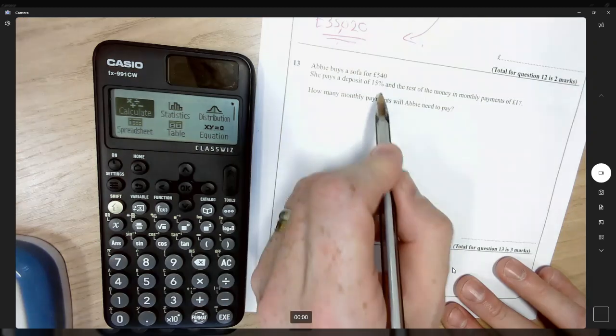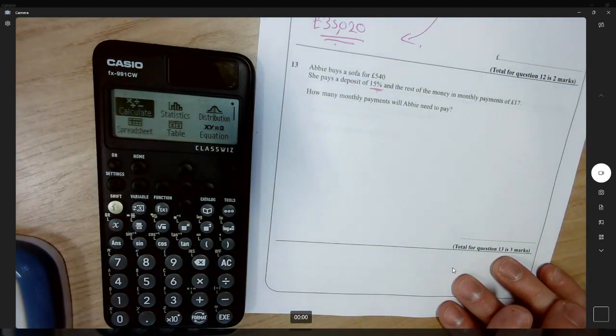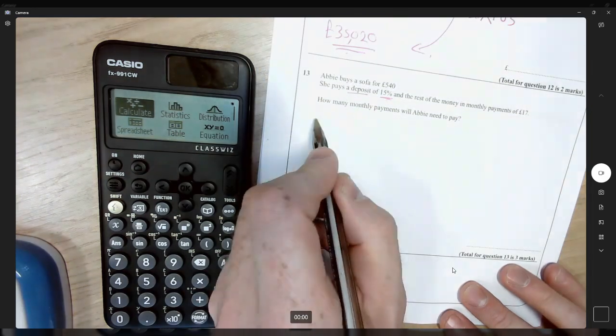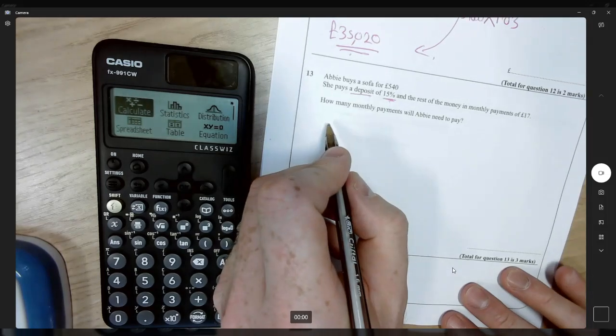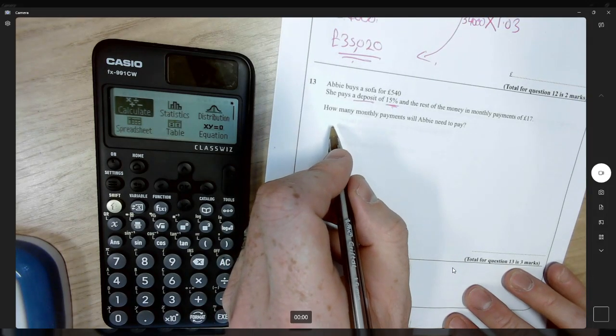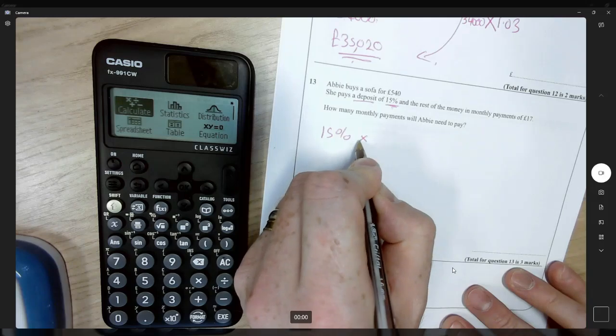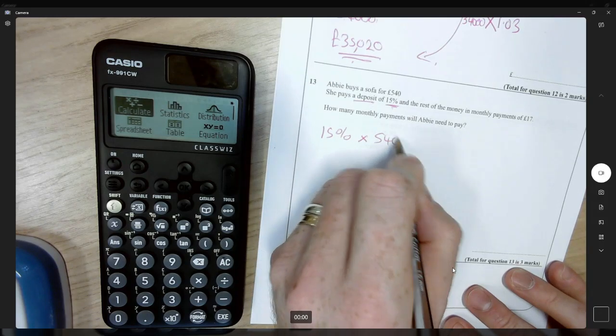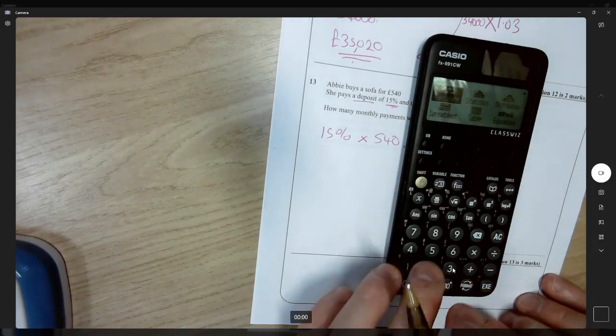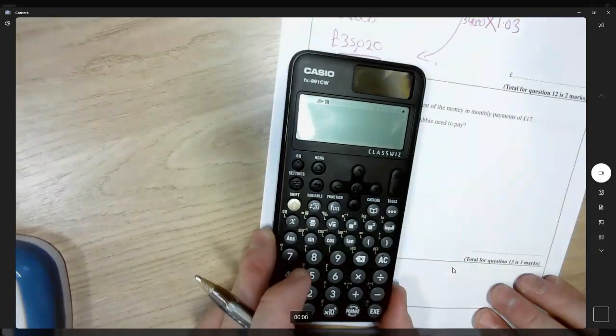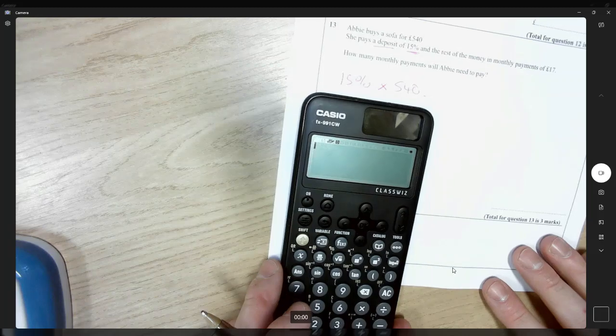So the percentage number that sticks out is 15%. Abby buys a sofa, she pays a deposit of 15%. So a deposit means you put money down. So it's like you're going to secure it by paying a small amount of the total cost. So I need to find out what 15% of, which means times, 540. I know the numbers are quite easy and you could do this without a calculator, but I'm just showing you the methodology of how you would do this.